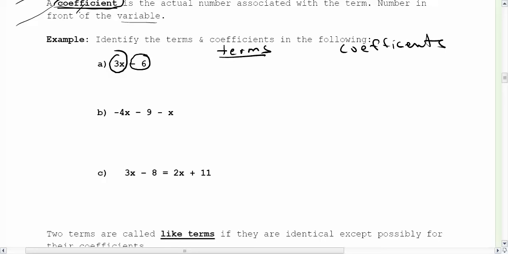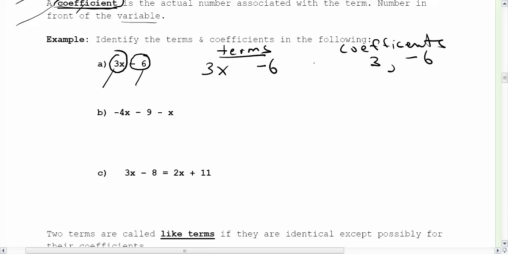Okay, I think that's a typo there. All right, anyway, the terms are 3x and minus 6. The coefficients are the numbers 3 and minus 6. So 3x and minus 6 are your terms. 3 and minus 6 are the coefficients. Remember, always associate the sign with the number to the right.